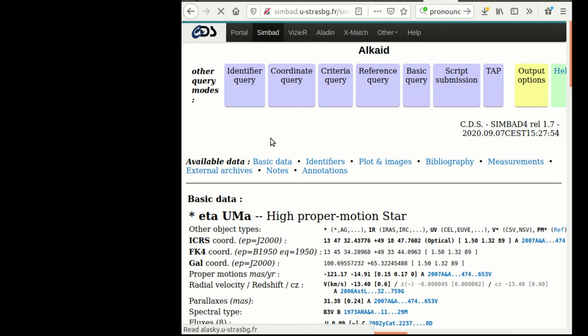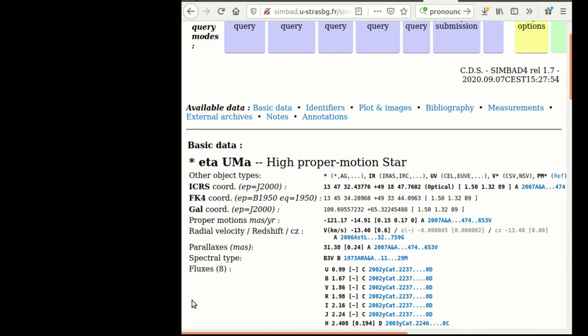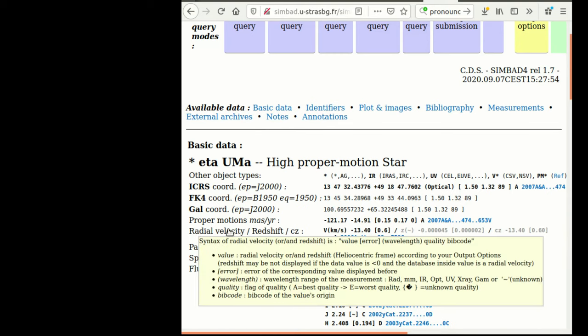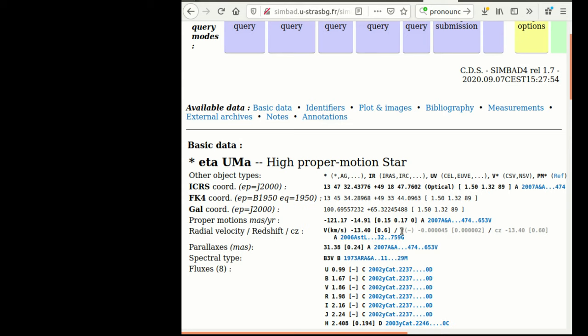So, first one, Alcaid. There's quite a lot of information. We don't really need to worry about most of this, but I want to draw your attention to the radial velocity, which is also under the redshift category. If you look over here in the grey text, we've got Z, and we've got a Z value, just like what you would have had in the Higher. In this case, it's negative, which means it's moving towards us. A positive redshift is moving away from us. A negative redshift would technically be a blueshift, moving towards us.